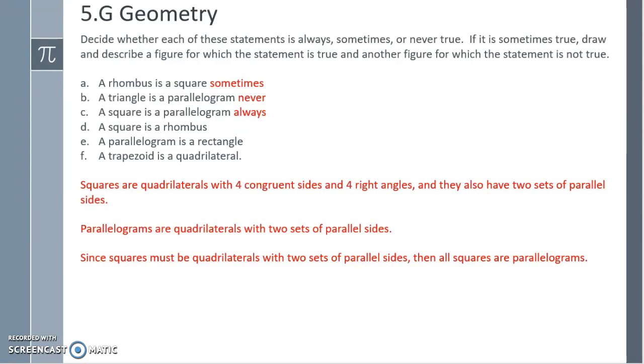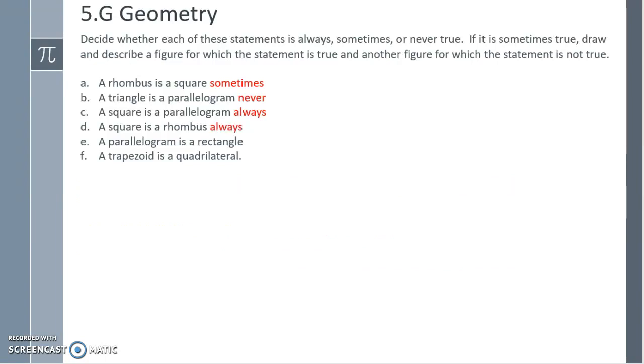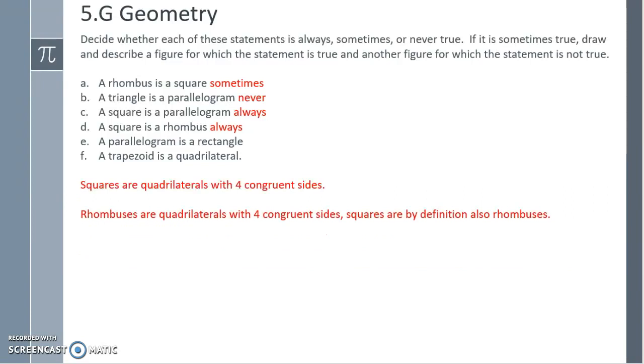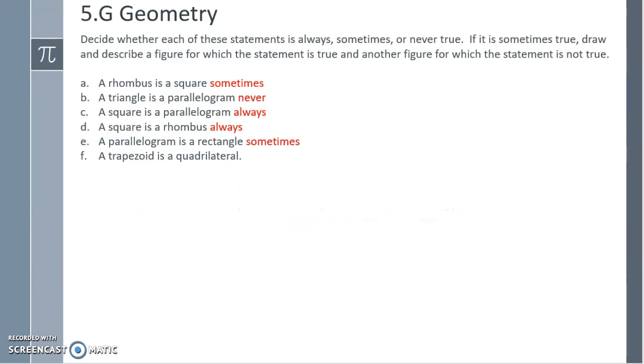A square is a rhombus, so the opposite of the last one. Always true. Squares are quadrilaterals with four congruent sides. Rhombuses are also quadrilaterals with four congruent sides. Squares are by definition also rhombuses.